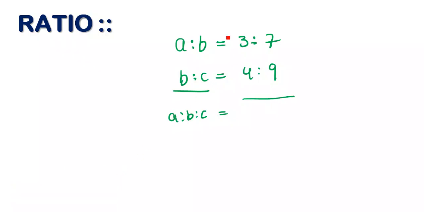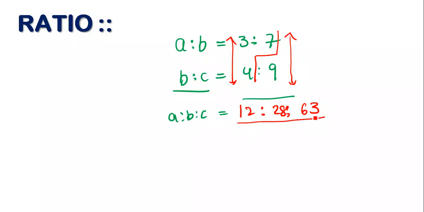If you want to find out the A value, multiply the left hand side numbers. 3 4s are 12. If you want to find out the C value, multiply the right hand side numbers. So 7 9s are 63. If you want to find out the B value, multiply these two numbers. 7 4s are 28. Any cancellation? With 3 numbers, one table? I think no. So the answer is 12 is to 28 is to 63.